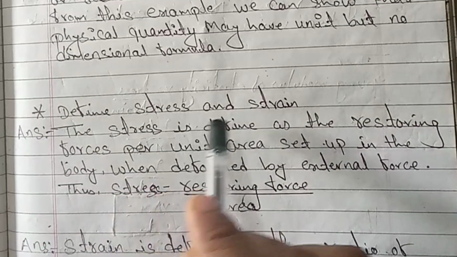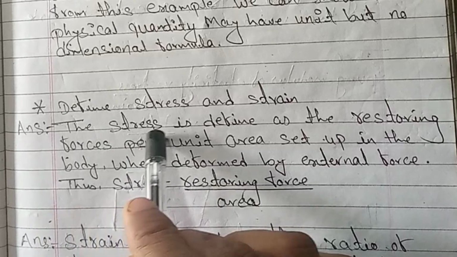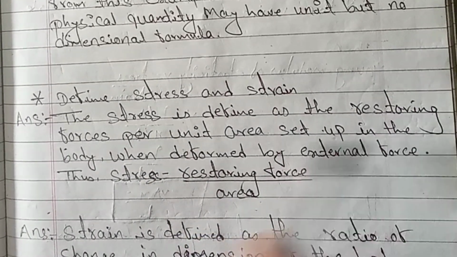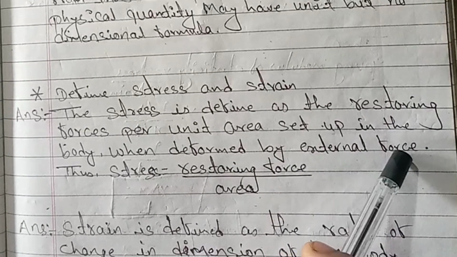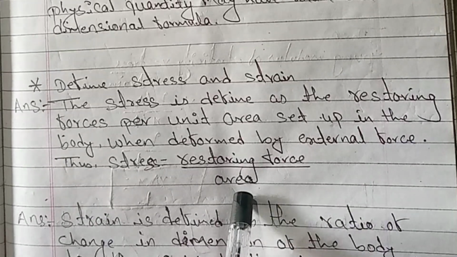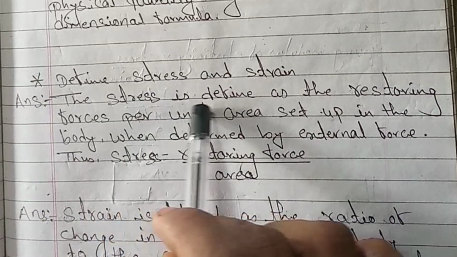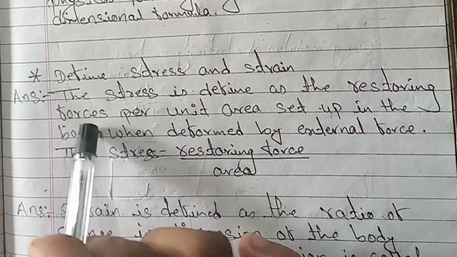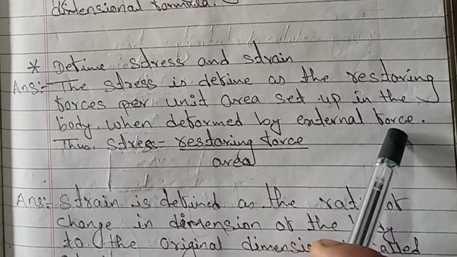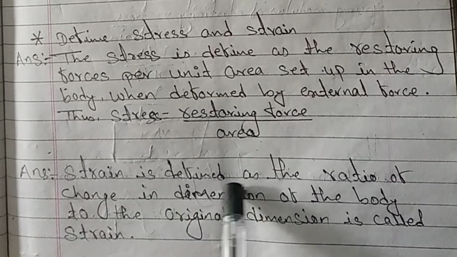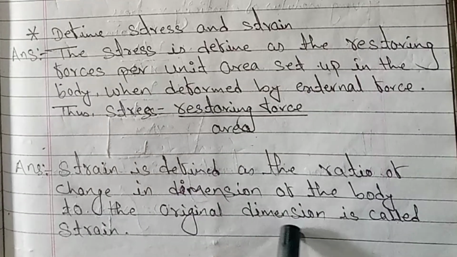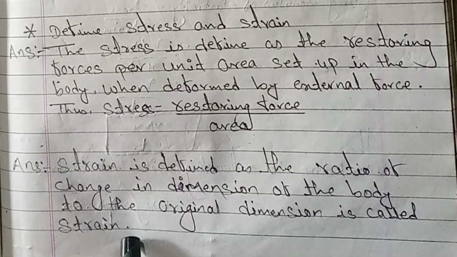Define stress and strain. Stress is defined as the restoring force per unit area set up in the body when deformed by an external force. Thus stress is equal to restoring force per area. Strain is defined as the ratio of change in dimension of the body to the original dimension.